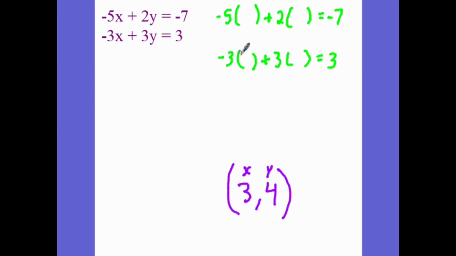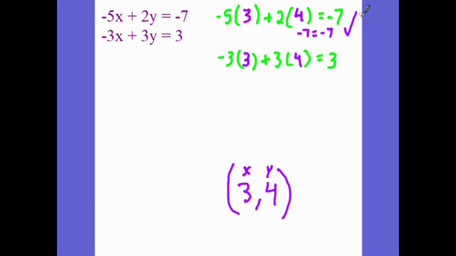Again, don't write an x or a y. Now you told me that 3 was x, so every time I saw an x, I'm going to put a 3. And you told me that y was 4, so every time I saw a y, I'm going to put a 4. Next, I will simply type this into my calculator or into my brain. This gives me negative 15 plus 8, which is negative 7. You'll notice that these two are exactly the same on both sides.